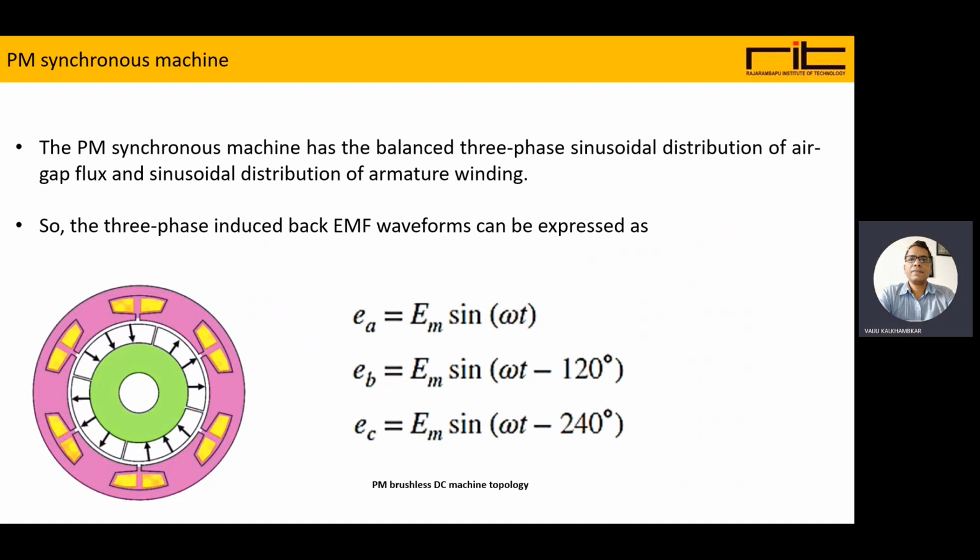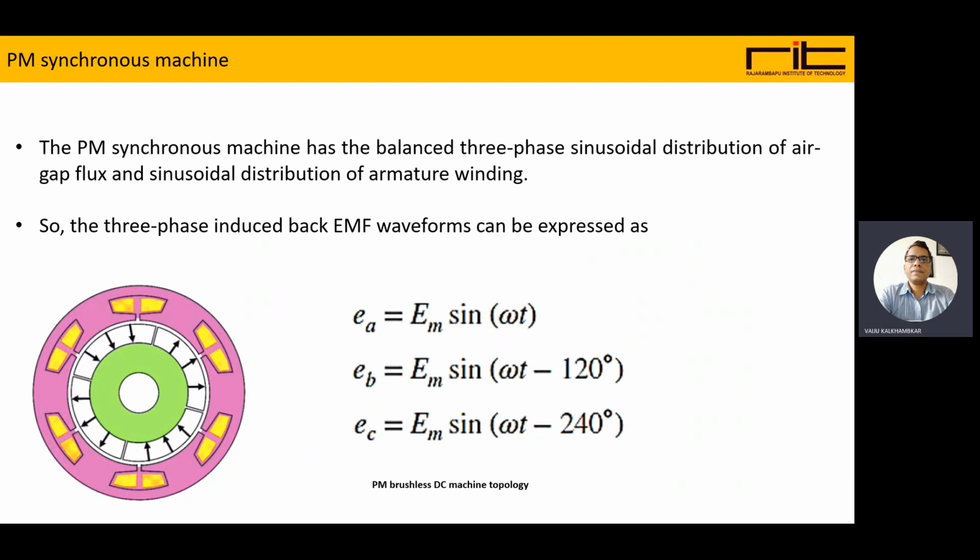Permanent magnet synchronous machine. The permanent magnet synchronous machine has balanced three-phase sinusoidal distribution of air gap flux and sinusoidal distribution of armature winding. So alternating supply is given.